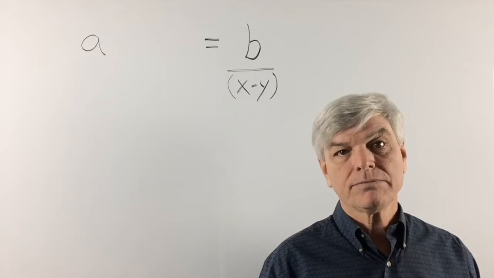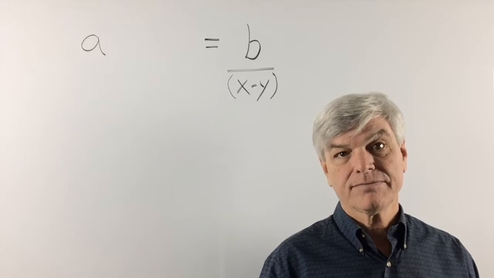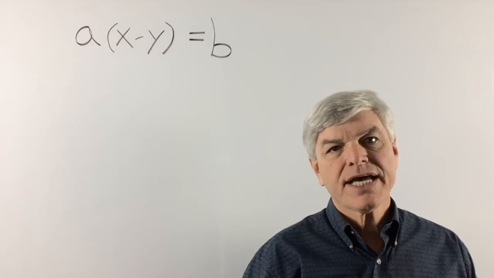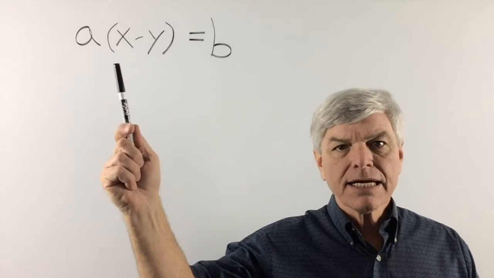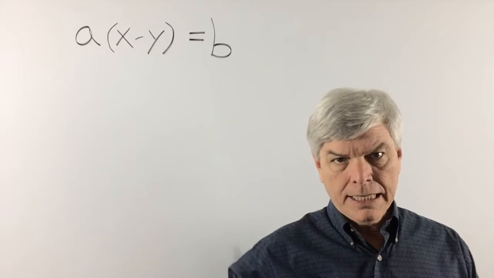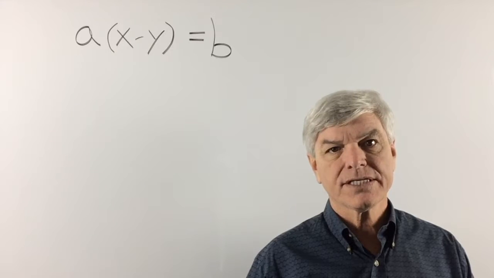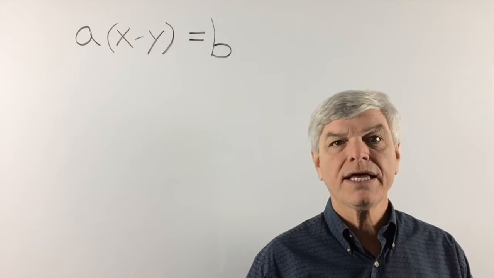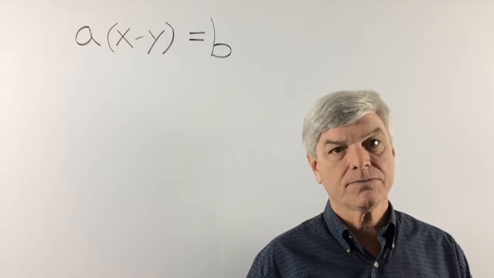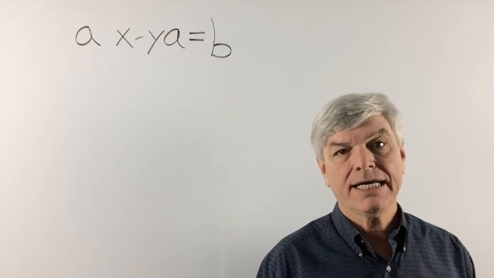And let's try a problem where we're trying to solve for one of the variables inside the parentheses. So here we have the same equation, except last time we were solving for a. This time we're going to be solving for x. And so we're going to have to get x alone. And to do that, we're going to have to bring it out of the parentheses. Well, we can't bring it out of the parentheses unless we multiply it by the a. And if we multiply it by the a, we're going to have to multiply the negative y times a also. There we go. And now we have ax minus ya equals b.